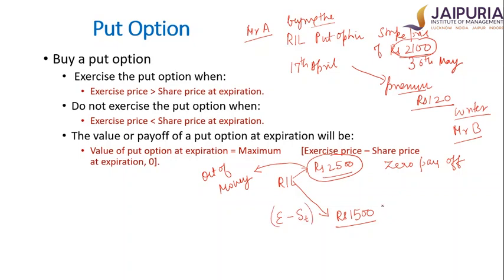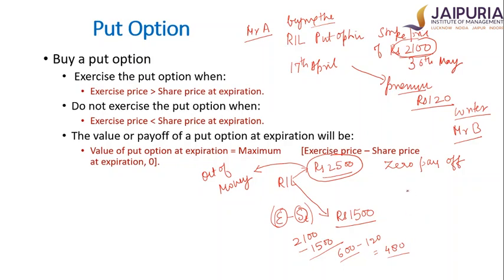So he will exercise the put option, and he will have a positive payoff of plus 600 rupees. So 2100 minus 1500 rupees, that is exercise price minus the current spot price, he will have a 600 rupees positive payoff. Quite obvious, since he has paid the premium also of rupees 120, his net profit will be 600 minus 120 rupees. His net profit will be 480 rupees. Right? So this is how the situation is.